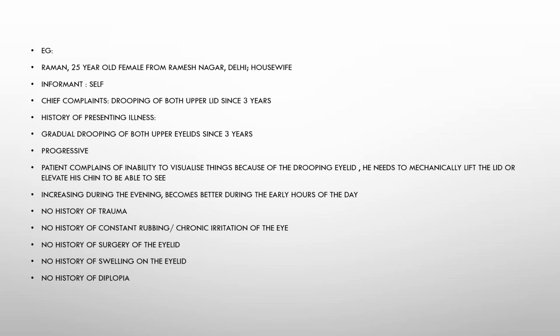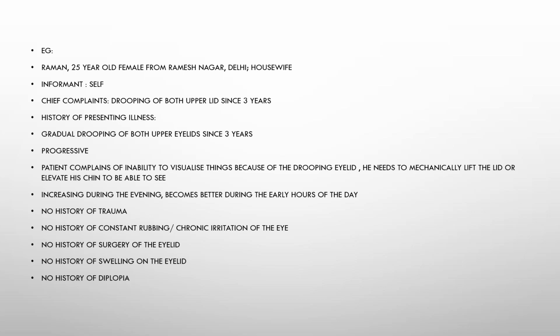And then they tell you, okay, there's no history of trauma, so you've ruled out a traumatic cause for the ptosis. There's no history of constant rubbing or chronic irritation or surgery of the eyelid. That rules out the aponeurotic causes of ptosis. Or there is no history of swelling of the eyelid. That rules out mechanical causes for the ptosis. All right, and if they tell you, okay, there's no history of diplopia, that means some neurogenic causes like third nerve palsy have been ruled out.